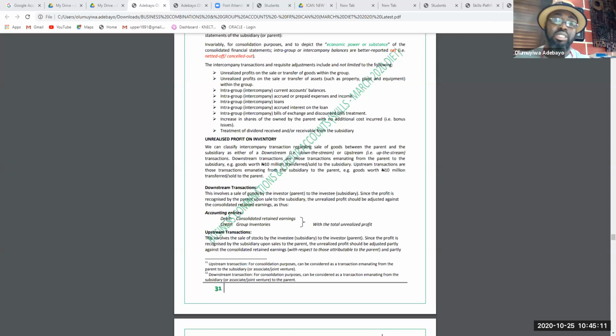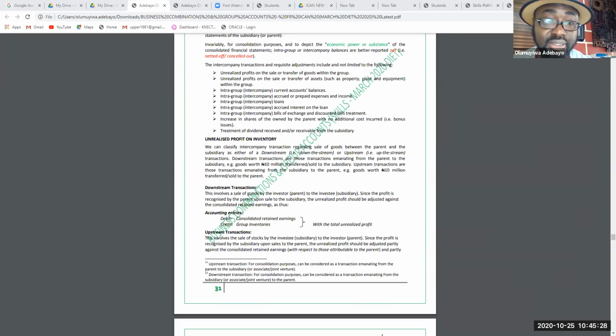At this point, we'll be using terminologies, which means when you hear intra-group sale of goods, you know that it's sale of goods between the parent and subsidiary, so that you don't think of selling to customers. No. In this case, it's within the group.